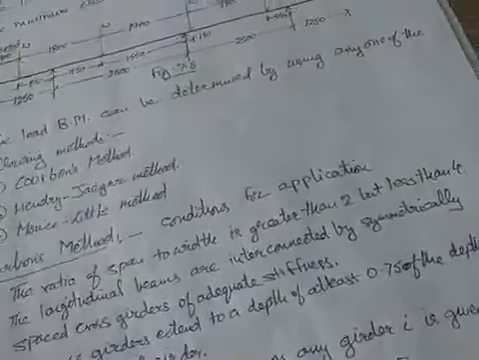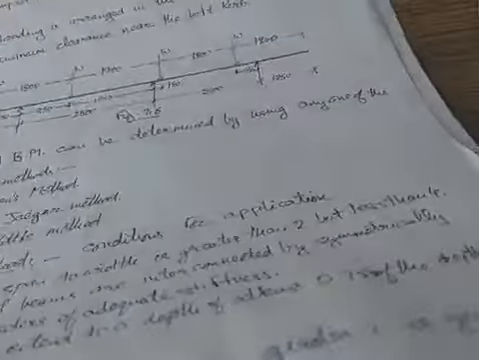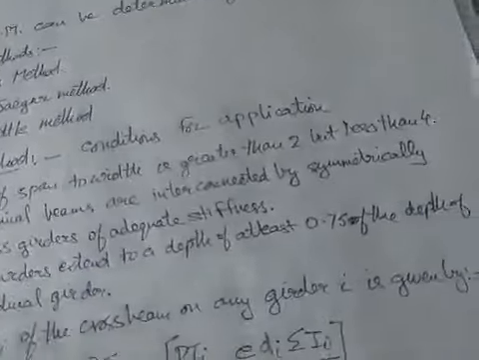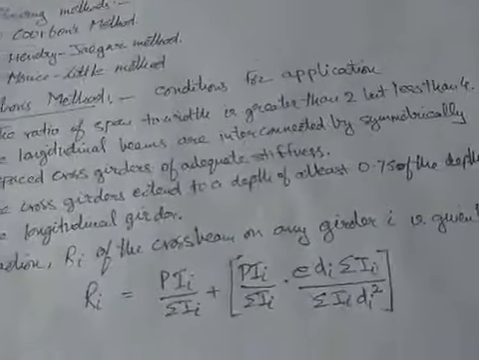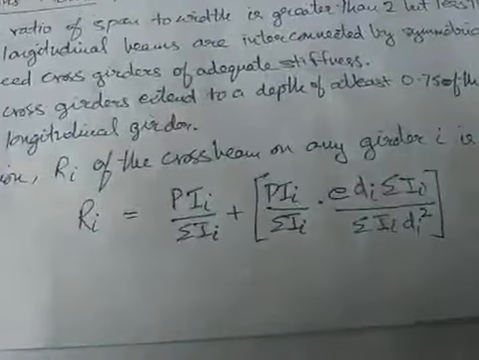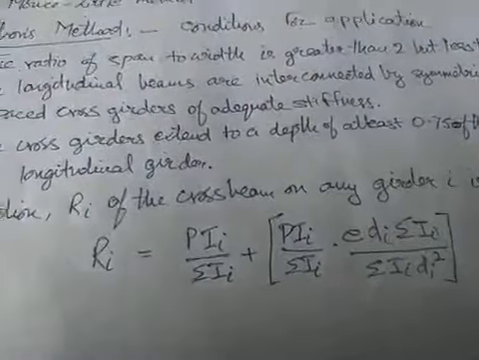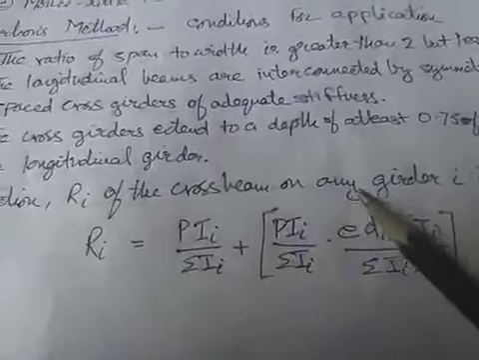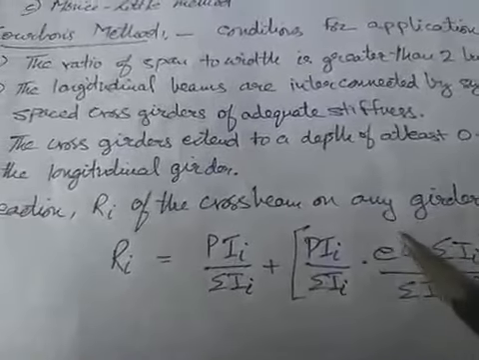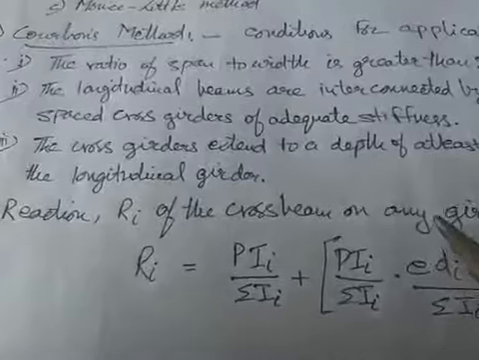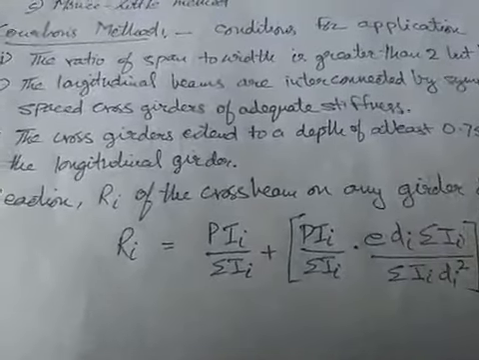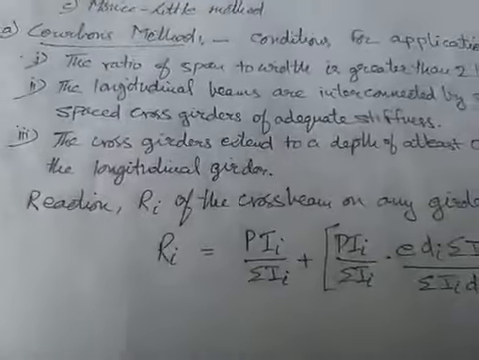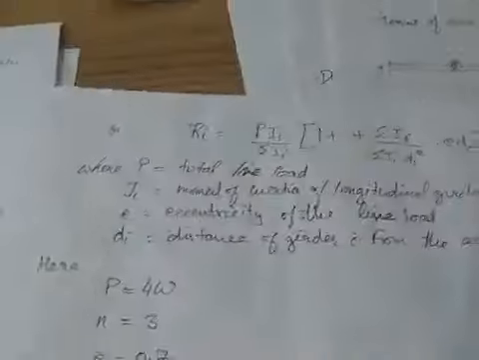Hence, Courbon's method can be applied to T-beam girders. So here a reaction equation is given to you on your screen. You can see that it is P into I divided by summation of I, plus P into I, again divided by summation of I, into E into Di, divided by summation of I d square. The simplified equation gives us this format.